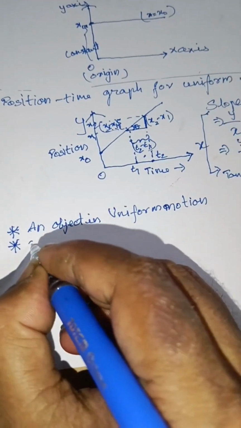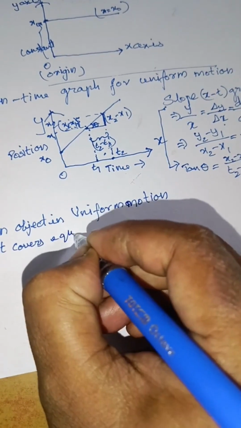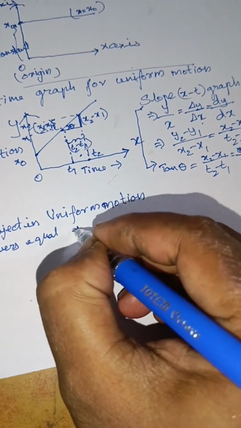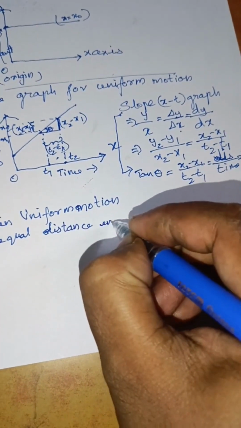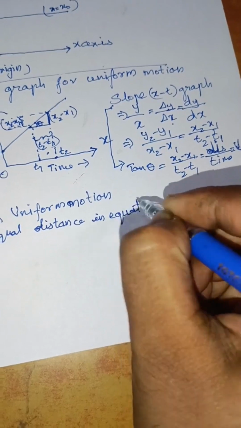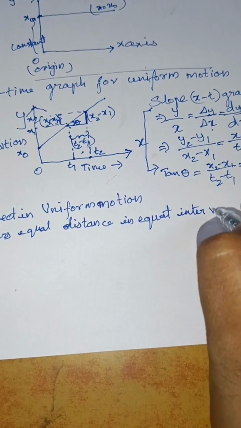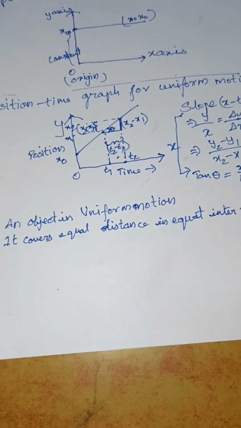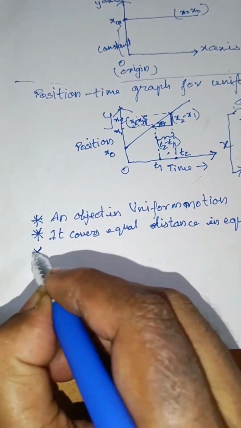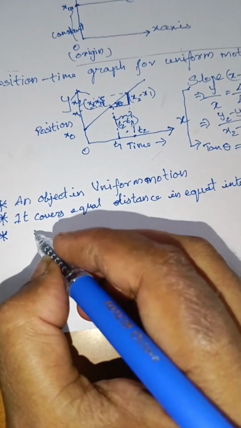Point number one: it covers equal distance in equal intervals of time. Point number one. Next we are going to talk about the position time graph for an object in uniform motion.